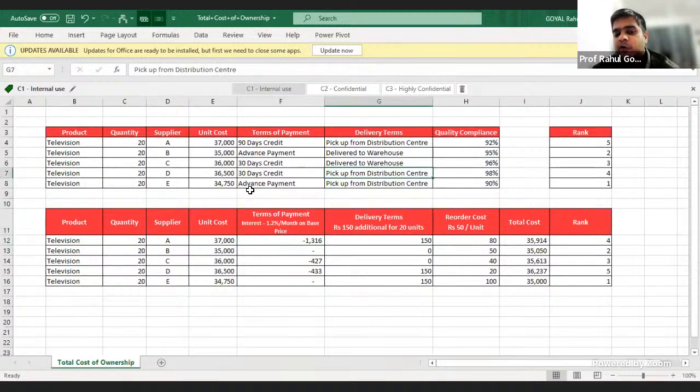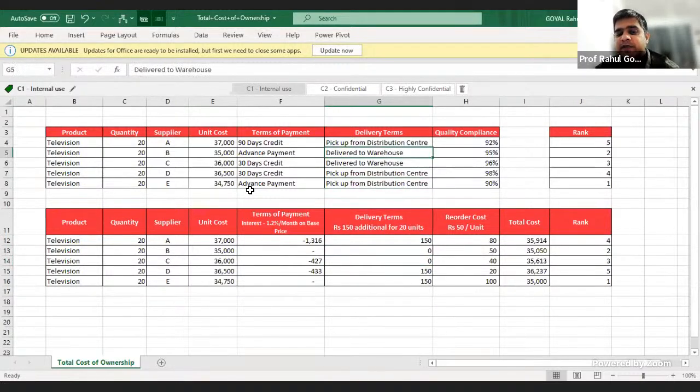Now, when we pick up from somebody's distribution center, there's going to be a cost. Here we are assuming that for 20 units our distribution cost, and this is only for demonstration purposes, could be higher depending on the distance also. But right now we are saying that wherever we have to pick it up from a distribution center, there's an additional cost of 150, which is the case for suppliers A, D, and E.